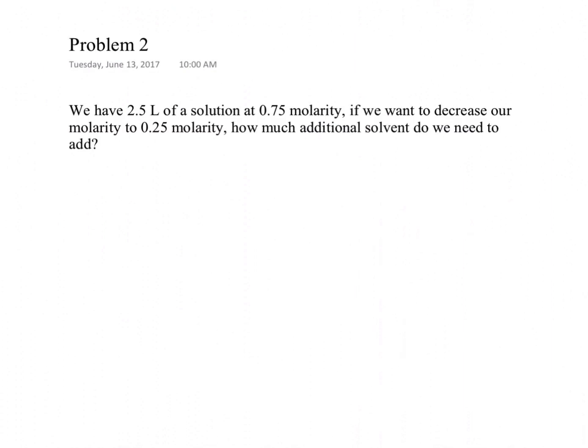Now, in our next problem, we are told that we have 2.5 liters of a solution at 0.75 molarity, and if we want to decrease the molarity to 0.25, how much additional solvent do we need to add? So we're kind of working in the opposite direction, trying to decrease our molarity. So we're going to take our 2.5 liters of solution, and we're going to multiply by our starting molarity, which is 0.75 moles of solute per 1 liter, and see that we are starting with 1.875 moles of our solute.